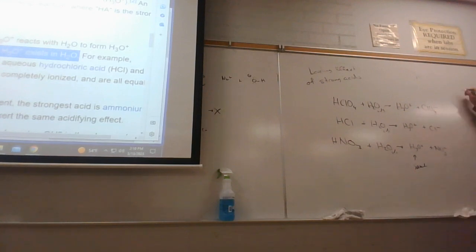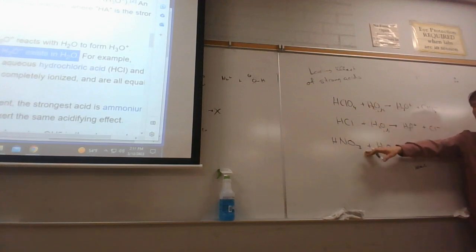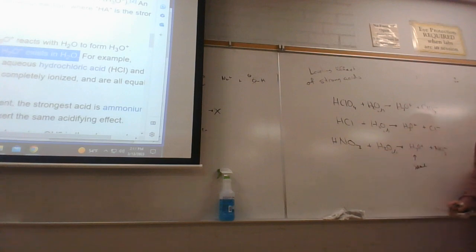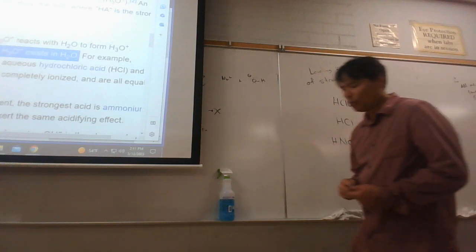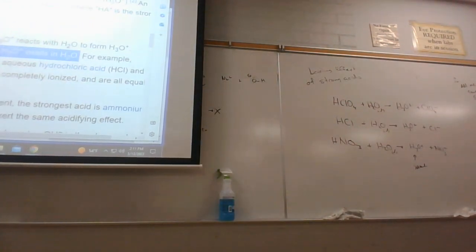Since we get the same amount of hydronium for all three of these, then that's the leveling effect. Even though HClO4 is the easiest to pluck it off, water has no problem plucking it off HNO3. And so all are the same strength in water. So water has no problem plucking the H plus off any of those acids.